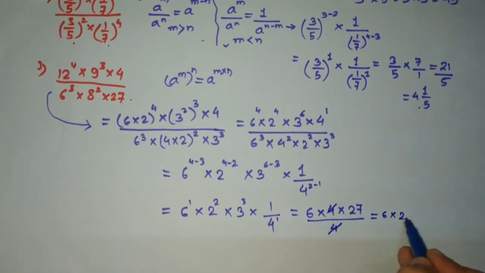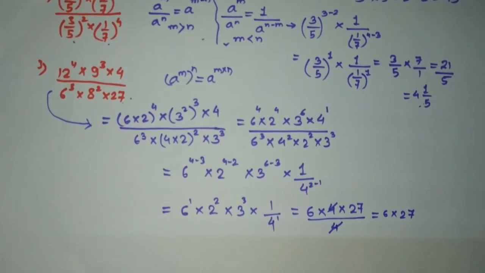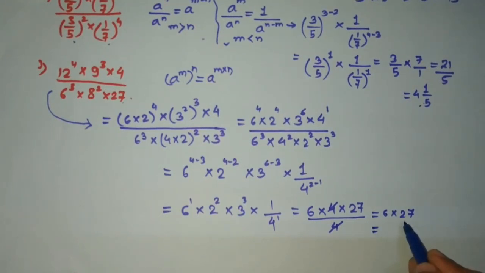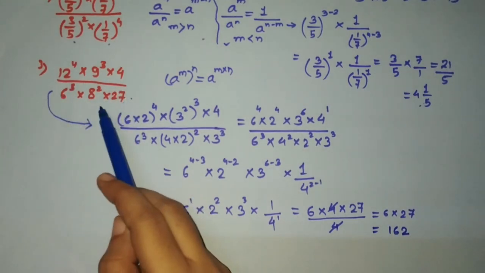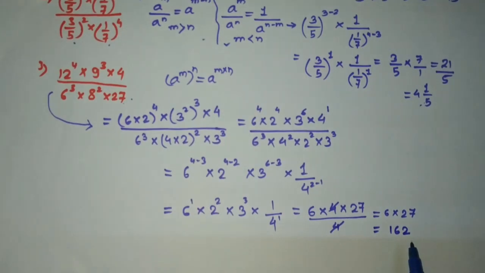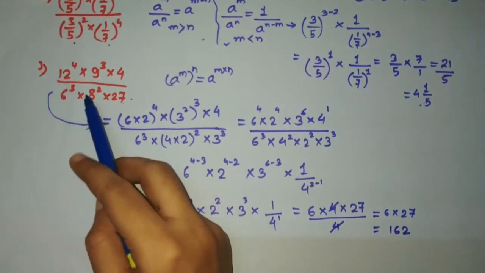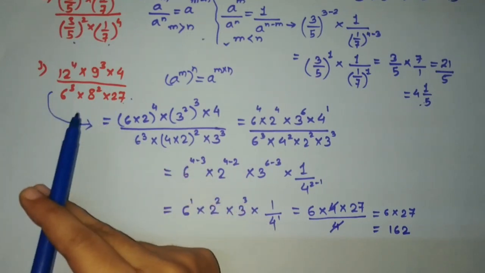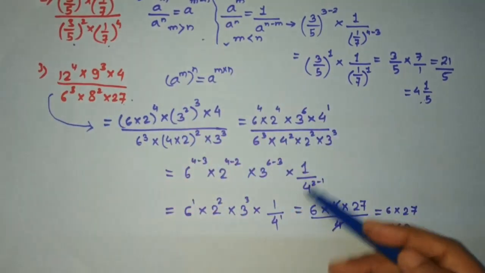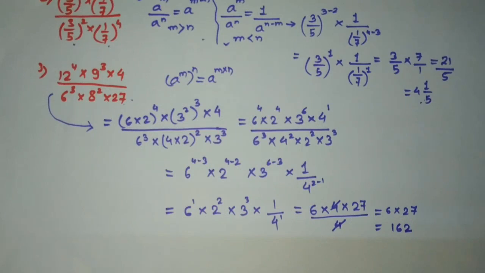So 6 multiplied by 27 will go for it. At this moment friends, you can see we are just left with 6 multiplied by 27. So multiply it, 27 times 6, you get 162. So in this simplification you have reached the final answer 162. Just try to find out how we can simplify them by writing them in terms of bases, which later on you can use the laws on.